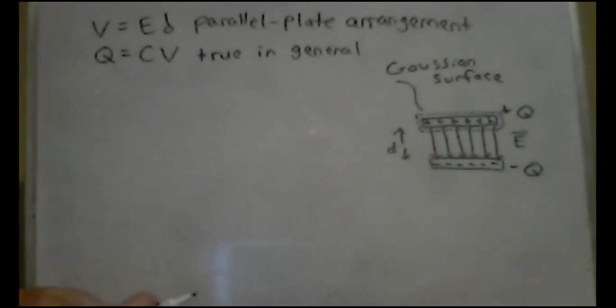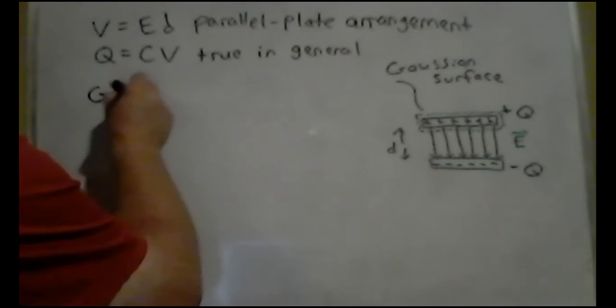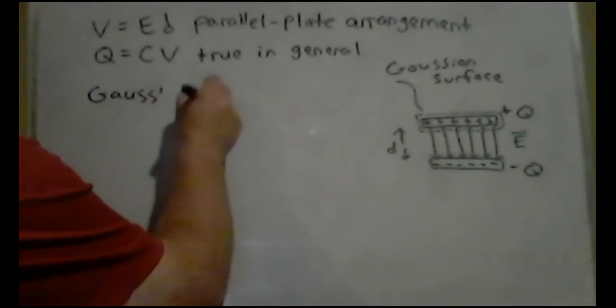All right? And so with a Gaussian surface, we apply Gauss's law across the Gaussian surface. So what is Gauss's law again? So Gauss's law of electricity.